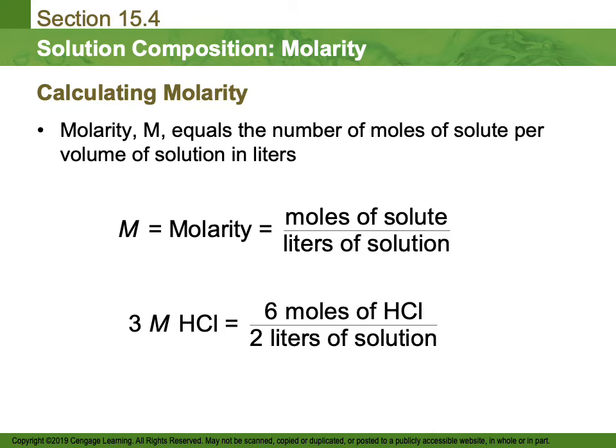In this very simple example, the solution contains 6 moles of HCl and has a total solution volume of 2 liters. 6 divided by 2 gives a molarity of 3 molar. Remember, big M, or molar, means moles of solute per liter of solution. This doesn't have any sig figs. This is just an easy example.